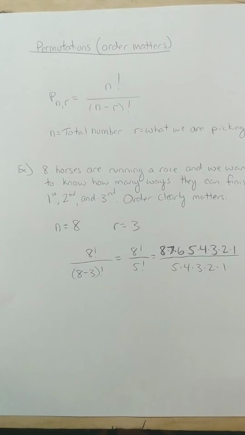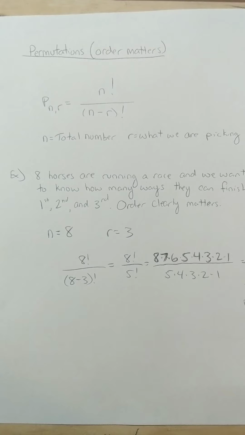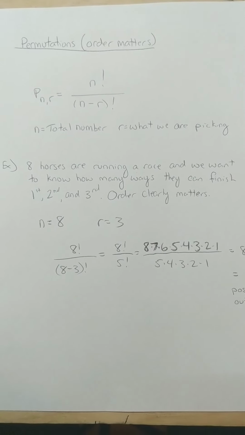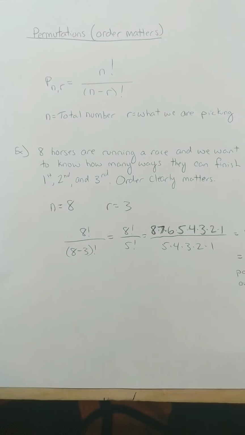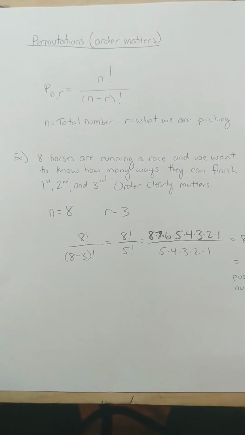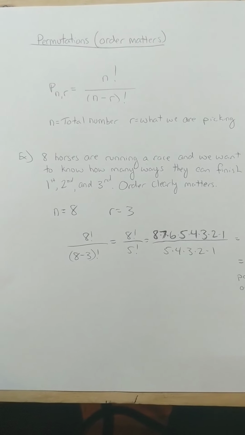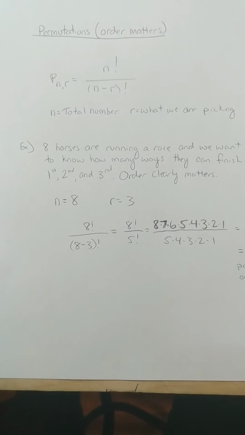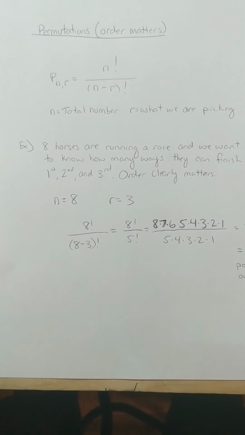It's P sub n comma r, where n is the total number of whatever we're talking about, and r is what we're picking. So for example, if I have 8 horses running a race, and we want to know in how many ways they can finish first, second, and third, the order clearly matters, because if you're first or second, you would get gold or silver. So it matters which order you finish in, therefore it's a permutation.